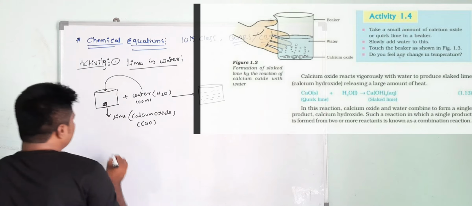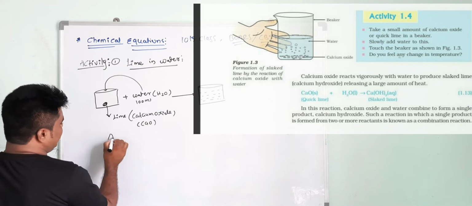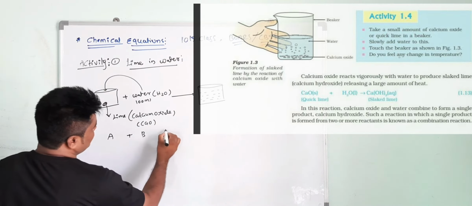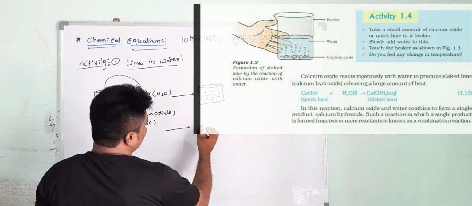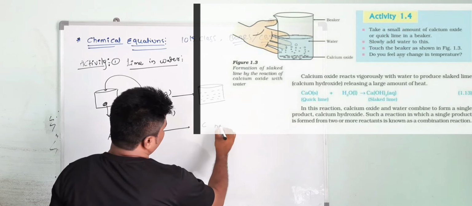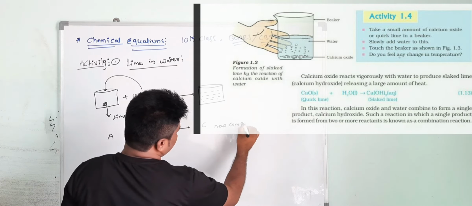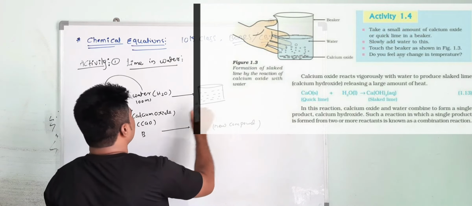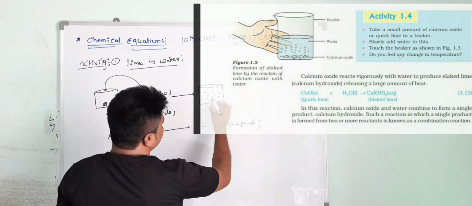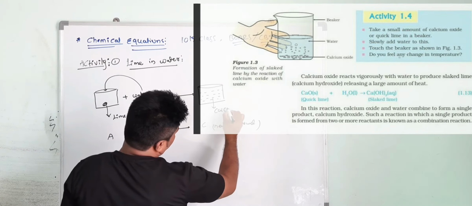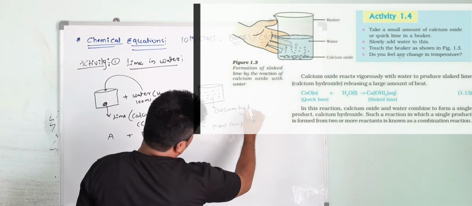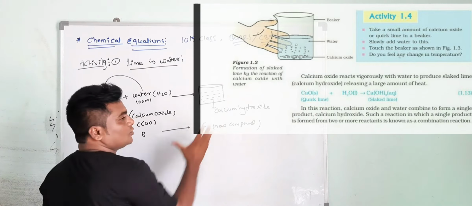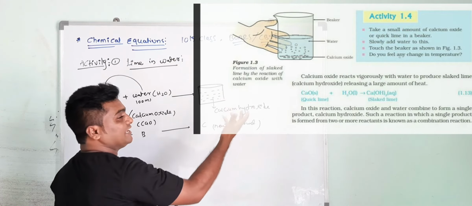For example, consider this is calcium oxide, A, and the water is B. Now both will react and you will get one new compound, that is C, a new substance. Now you are getting one new solution here. This water reacts with calcium oxide and this is called calcium hydroxide. And if you touch this beaker, you feel very hot because some amount of energy is released.